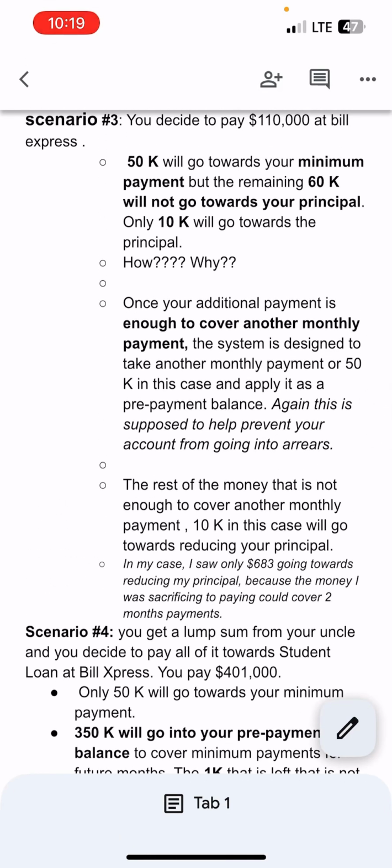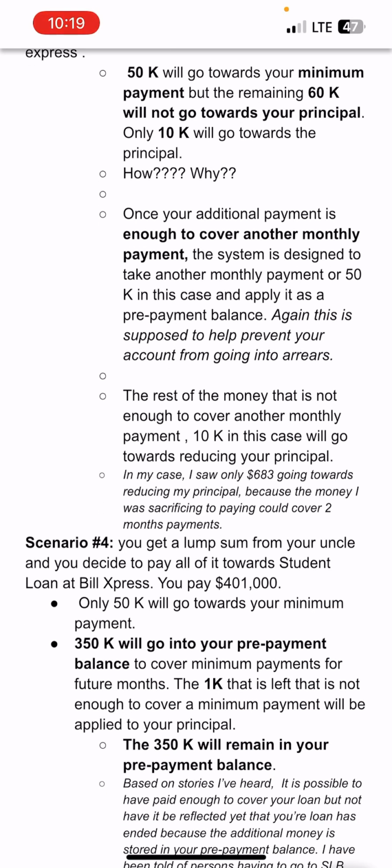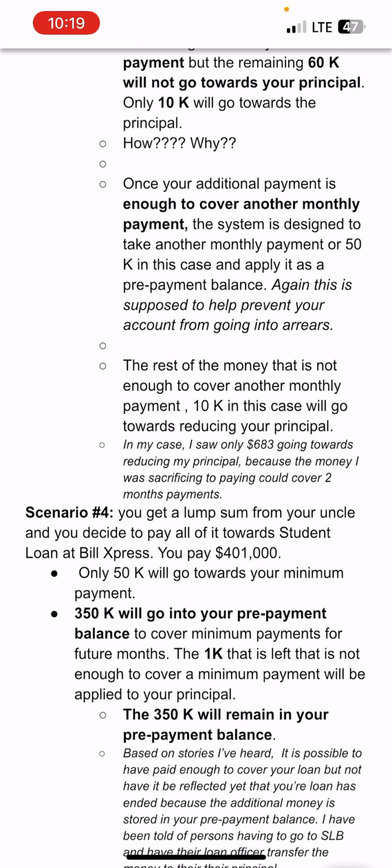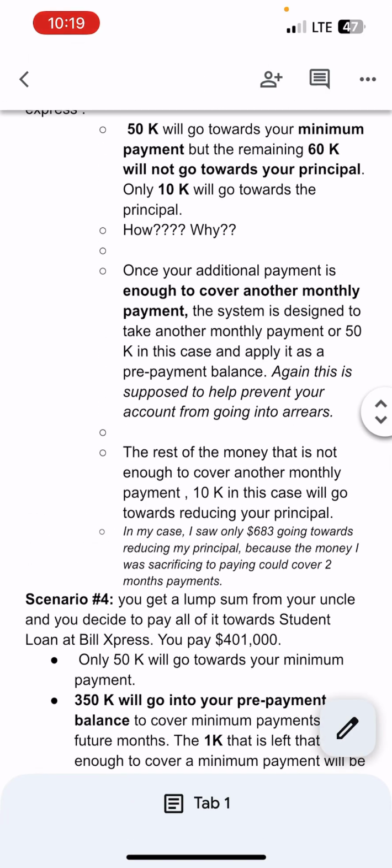The 60k will not go towards your principal, because you have enough money in that extra payment that you're paying at your paymaster to cover another month, and student loan wants to prevent arrears as much as possible. The system just takes another 50k out of it, another month's payment, puts it down in the prepayment balance, and then it looks at how much is left. 10 grand is left. It's not enough to prepay for another month, so it says, all right, this can reduce the principal. We have to do something with it. So out of your 110k, only 10k will go towards reducing the principal.